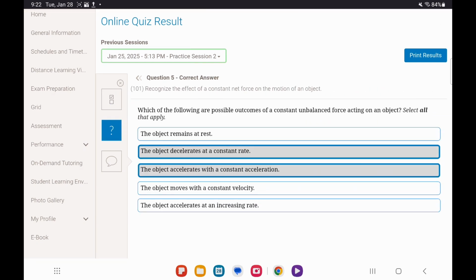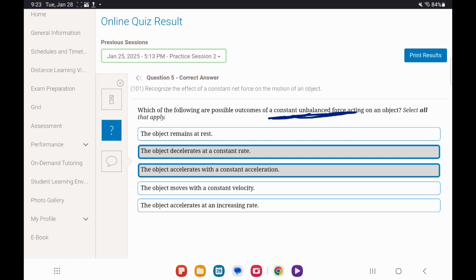Okay, here they flipped the question around. Unbalanced force, constant unbalanced force. Since they set a constant unbalanced force, it can't be accelerating or decelerating at an increasing or decreasing rate. It has to be decelerating or accelerating at a constant rate, a constant acceleration. It has to decelerate or accelerate though.